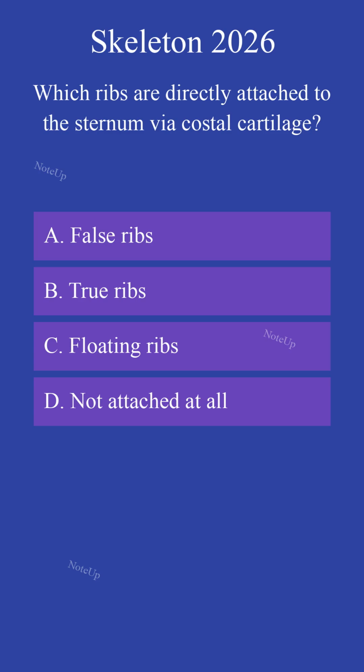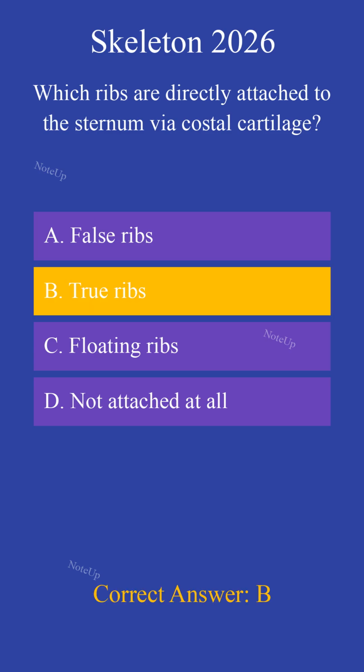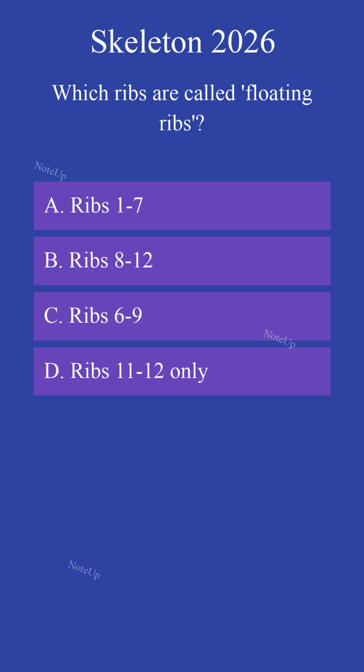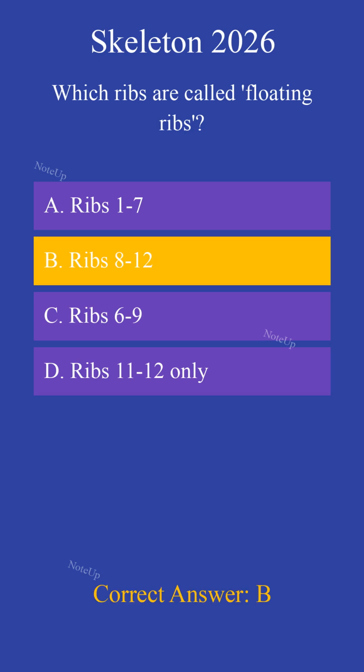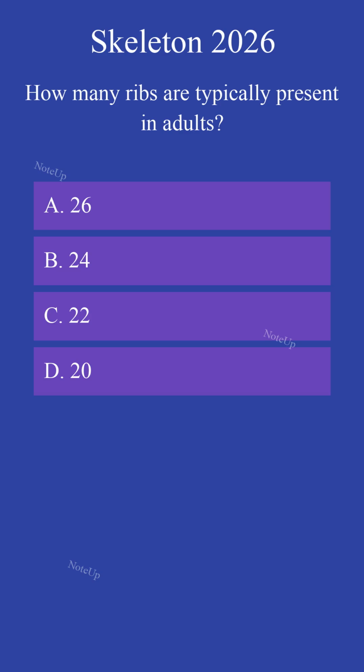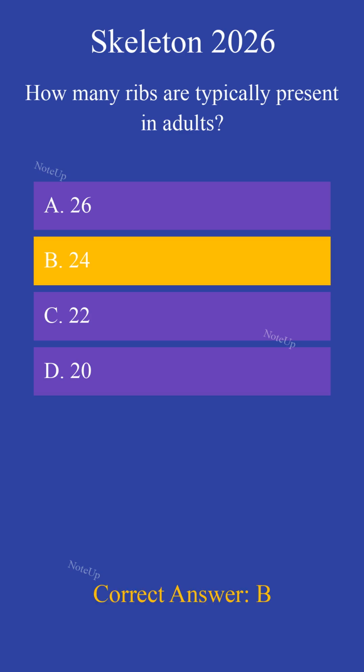Which ribs are directly attached to the sternum via costal cartilage? The correct answer is B, true ribs. Which ribs are called floating ribs? The correct answer is B, ribs 8 to 12. How many ribs are typically present in adults? The correct answer is B, 24.